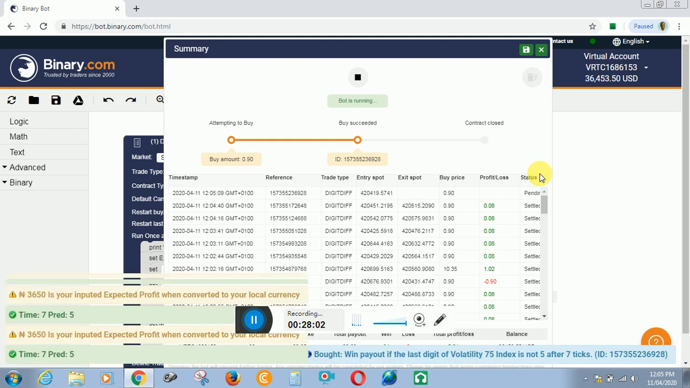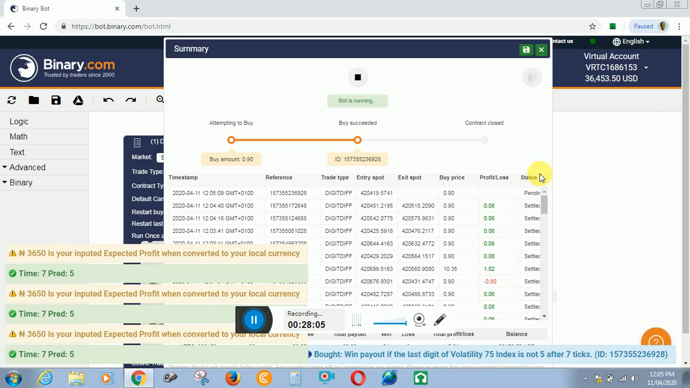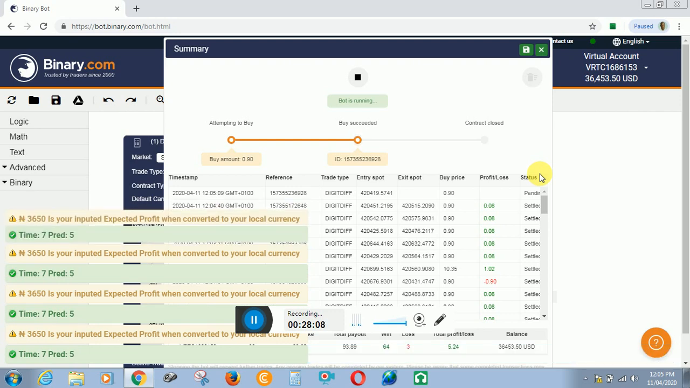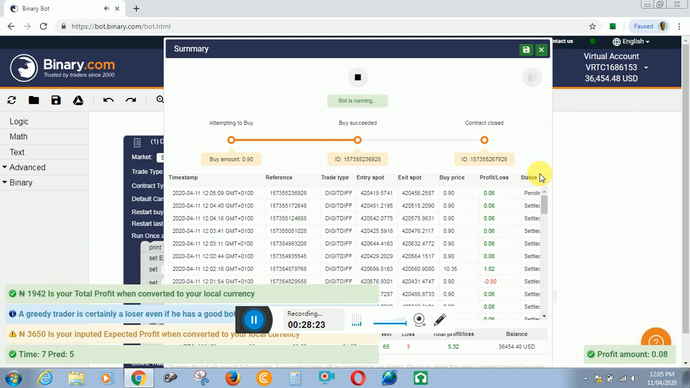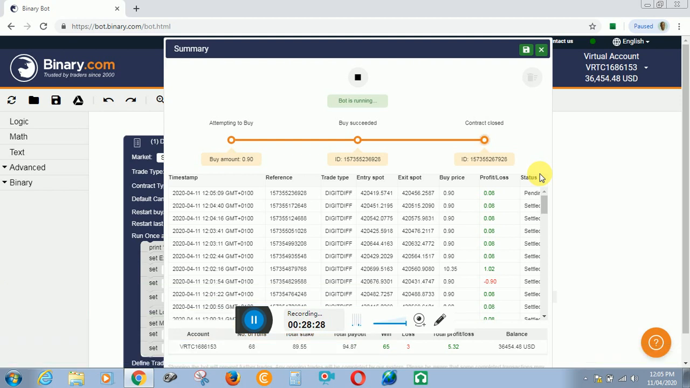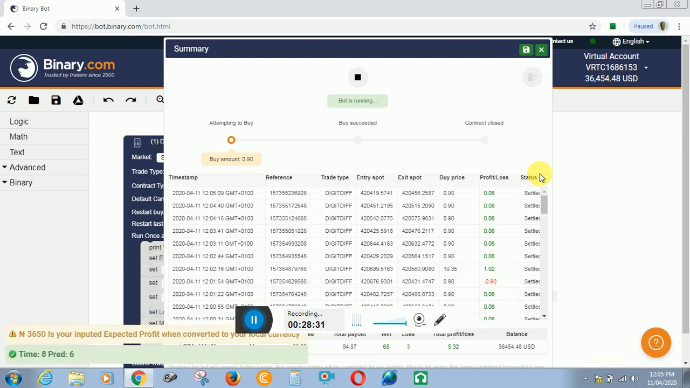so it has its own stop loss now, and 66 wins, and the profit has been updated to, at the moment, a profit of $5.52. So at the moment it is going, and it is winning.